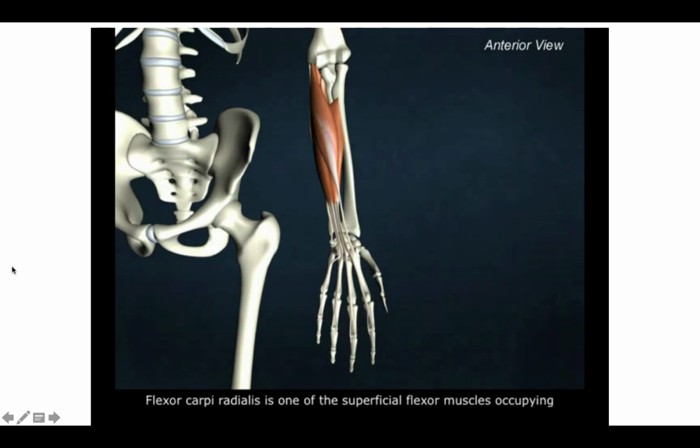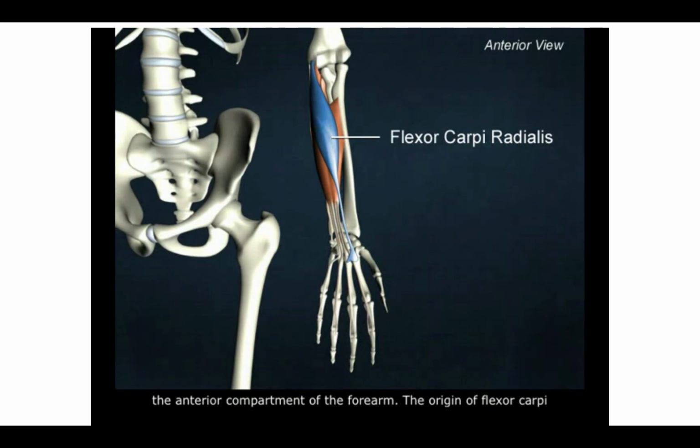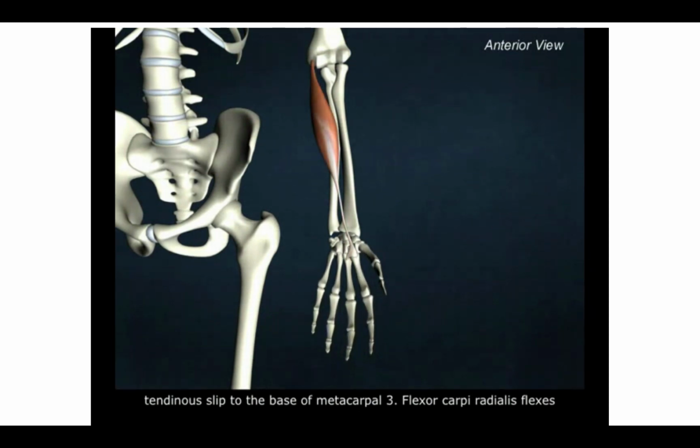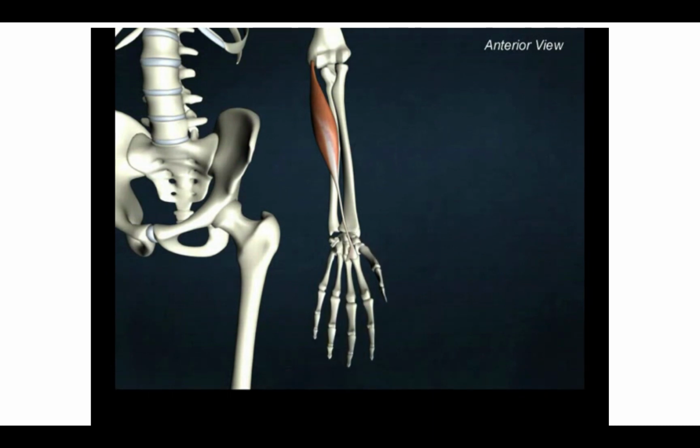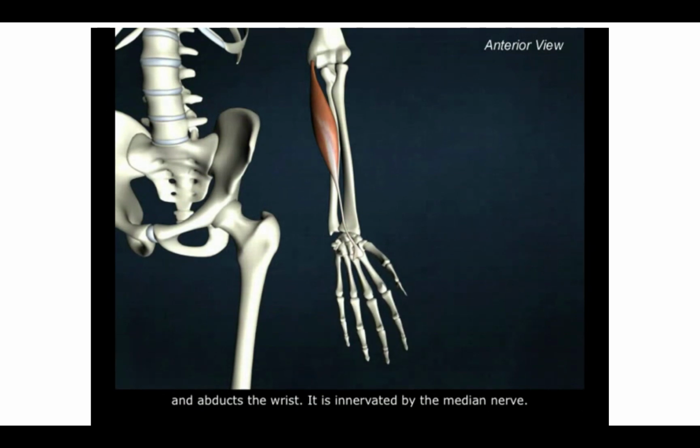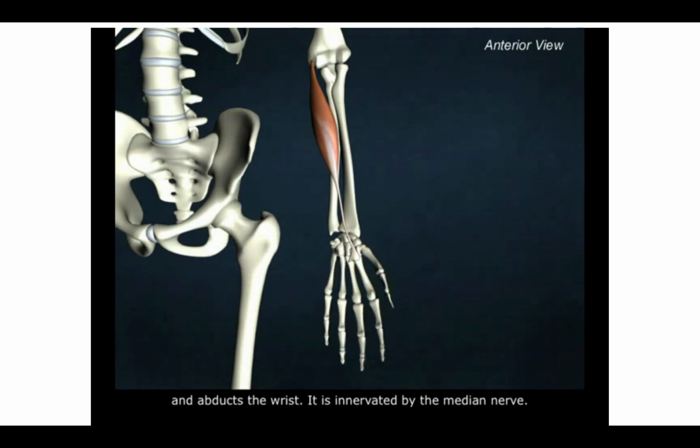Flexor carpi radialis is one of the superficial flexor muscles occupying the anterior compartment of the forearm. The origin of flexor carpi radialis is from the common flexor tendon of the medial epicondyle of the humerus. The insertions are to the base of metacarpal 2 and by a tendinous slip to the base of metacarpal 3. Flexor carpi radialis flexes and abducts the wrist. It is innervated by the median nerve.